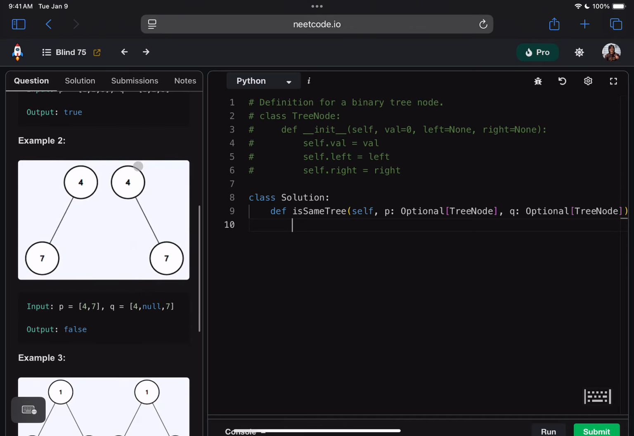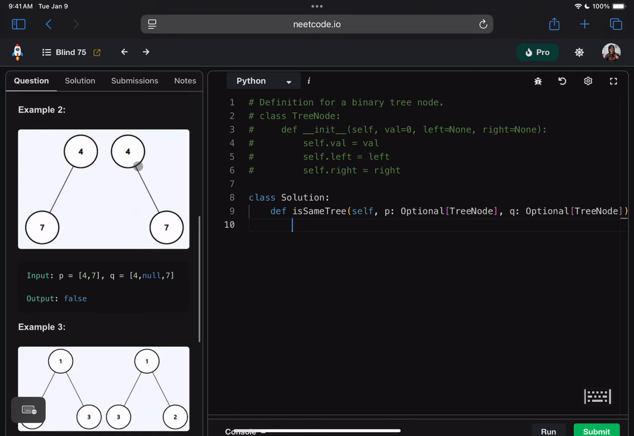Okay, now by contrast, example 2 here, we've got the same values in the nodes here. So we've got a 4 node and a 7 node. But notice that in one of these scenarios, the 7 is the left child of 4, and the other one, the 7 is the right child of 4. And we would consider these distinct trees. They're not equivalent to each other, so we return false.